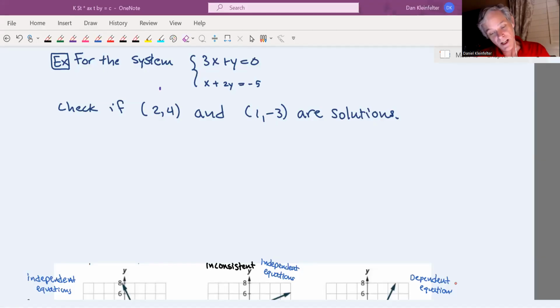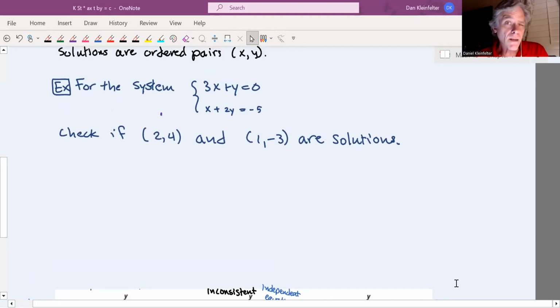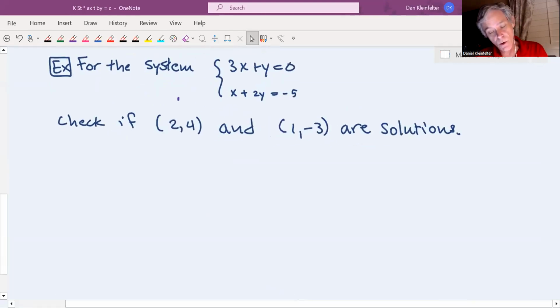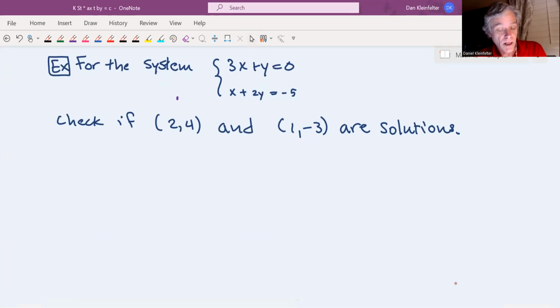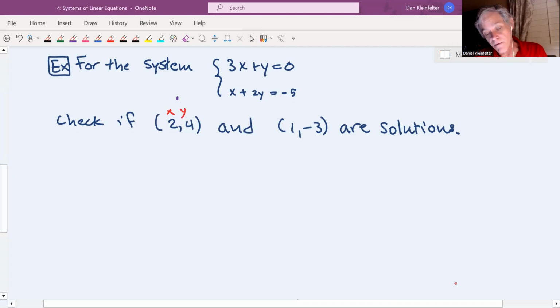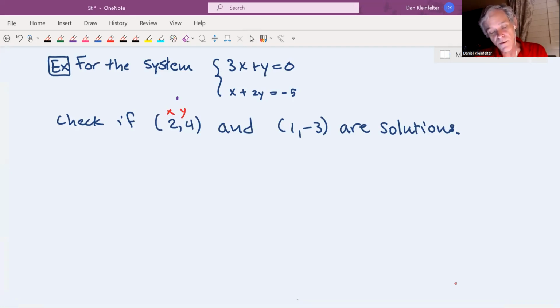Zoom crashed on me. So once again, what we're going to do is check and see if these two ordered pairs are solutions to this system or not. So here, we're going to check first 2, 4. Remember that the values are in order in an ordered pair. The first one is the x, the second one is the y. We'll replace the x and y in the equations with those values and see what we get.